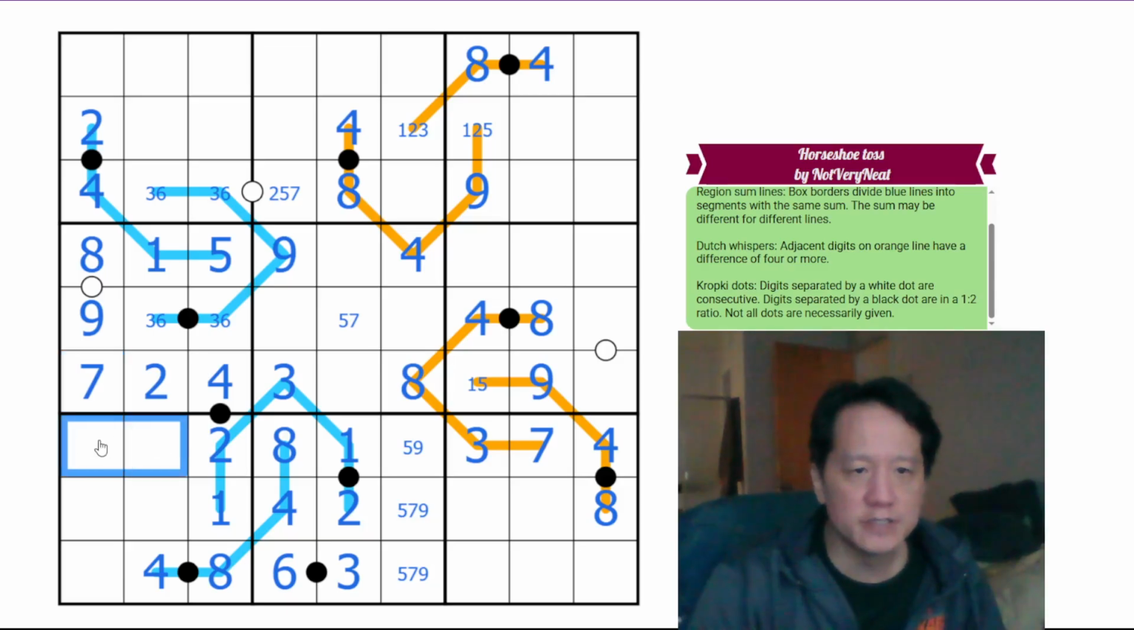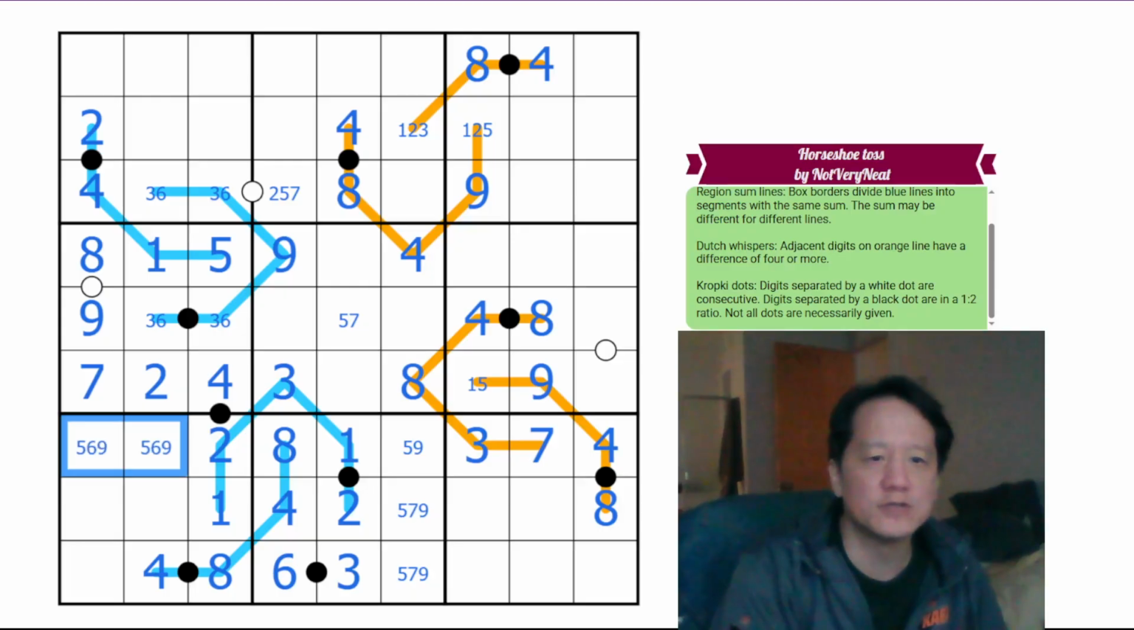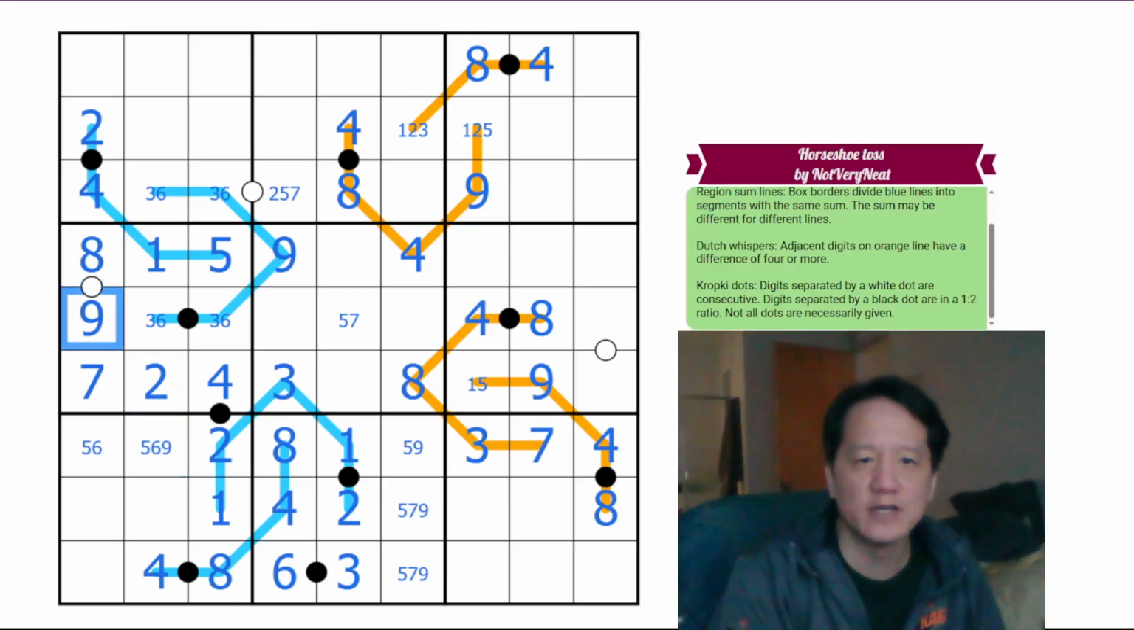Again, remaining digits in row 7 are 5, 6, and 9. So this is 5, 6, or 9. This can't be 9 here because of 9 in the column. This can't be 6 here because of the 3, 6 pair in the column. So we have a 5, 9 pair in row 7, which means this can't be 5 or 9. It's 6.